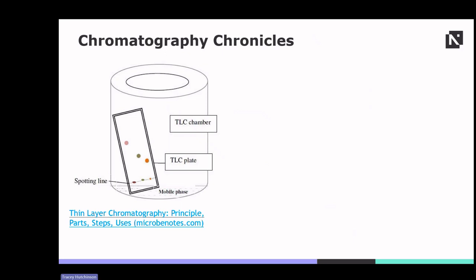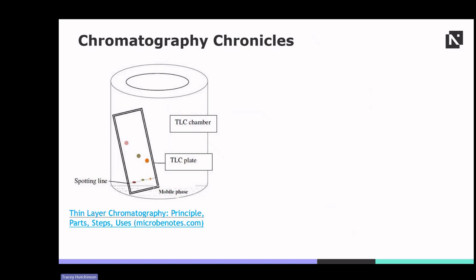You have thin layer chromatography, or TLC. The principle of TLC separates components of a mixture based on their affinity for the mobile phase or solvent, or the stationary phase coated plate. Components with a higher affinity for the mobile phase move faster, while those with a higher affinity for the stationary phase move slower.